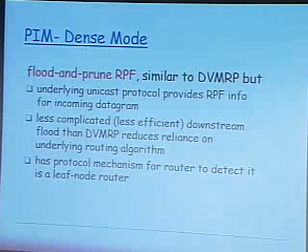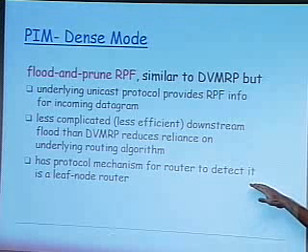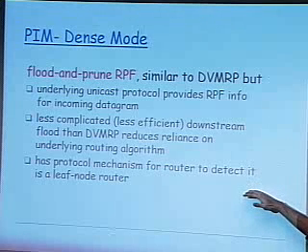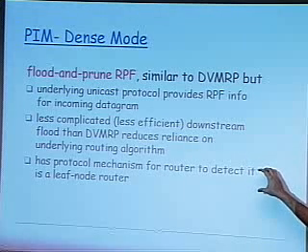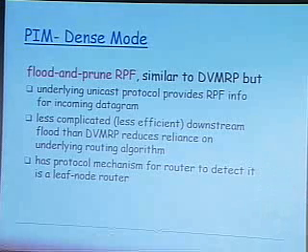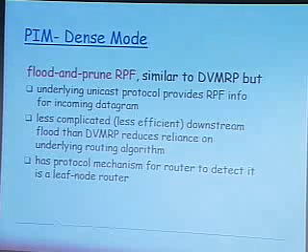It has some more protocol mechanisms for more efficient operation in terms of detecting whether a router is a leaf node router or not, or whether it's upstream from a leaf node. The downstream flooding algorithm is less complicated than DVMRP. Let's ignore that part.